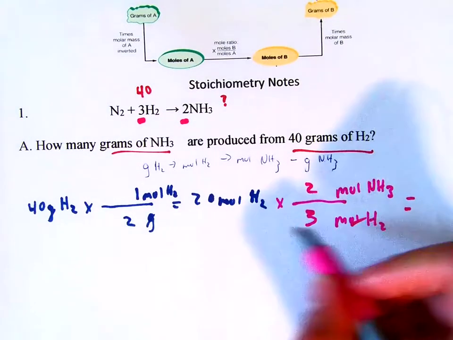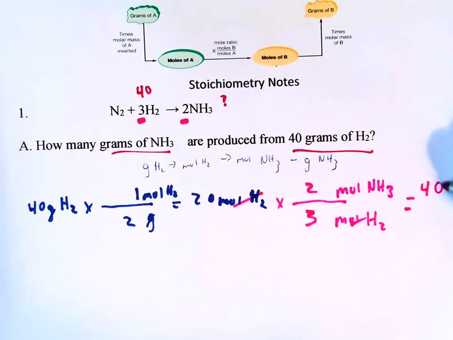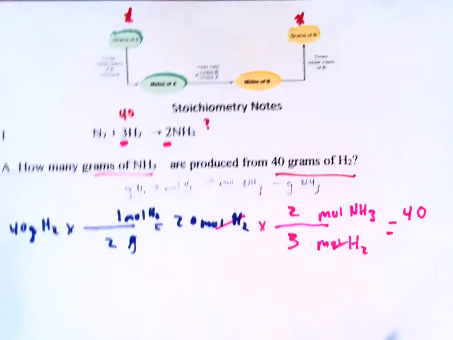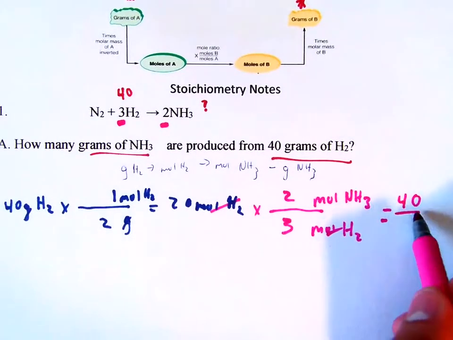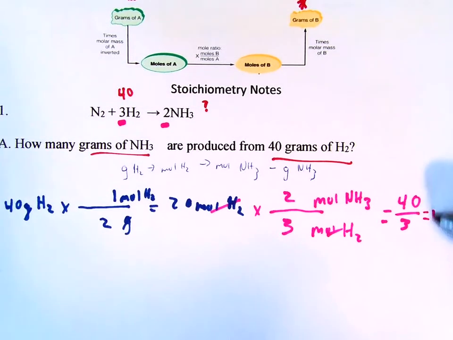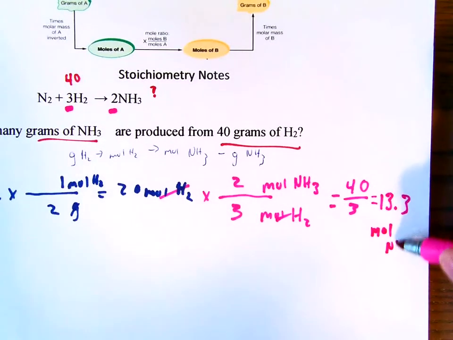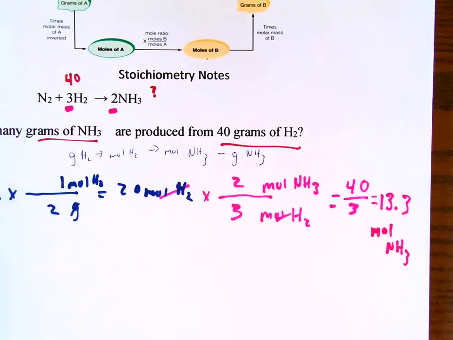These cancel. 20 times 2 is 40. 40 divided by 3, I'm going to put that into my calculator. And for these, you can just round to the first decimal. So 40 divided by 3 gives us 13.3 repeating. This is going to equal 13.3 moles of NH3.